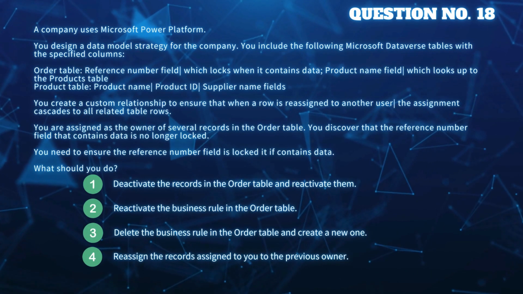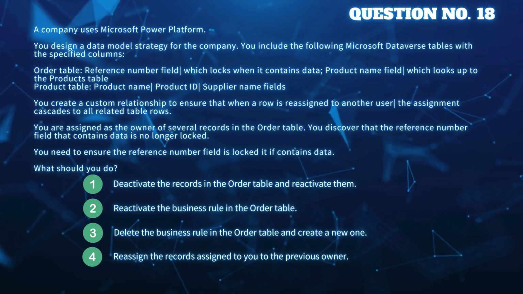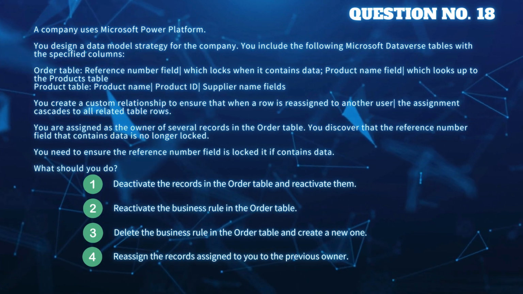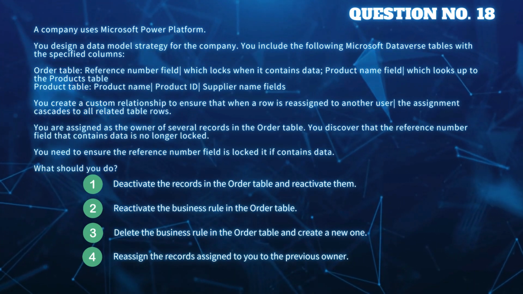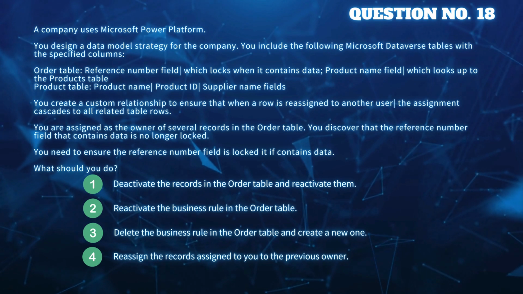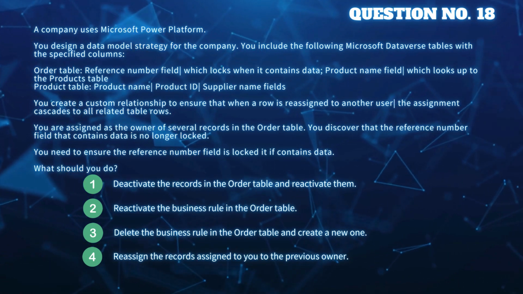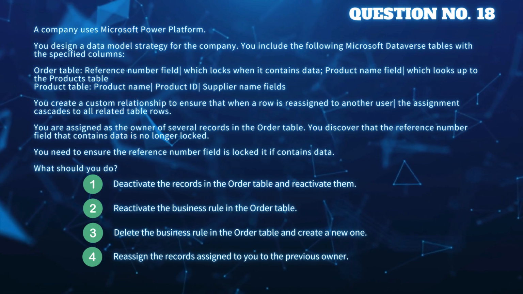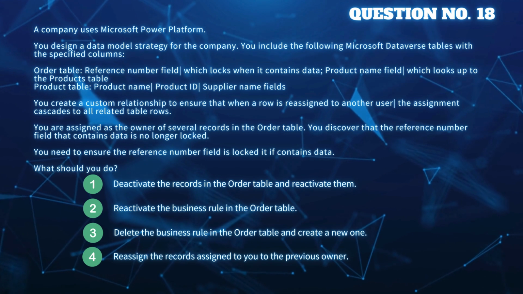A company uses Microsoft Power Platform. You design a data model strategy for the company. You include the following Microsoft Dataverse tables with the specified columns. Order table: reference number field, which locks when it contains data, and product name field, which looks up to the products table. Product table: product name, product ID, and supplier name fields.